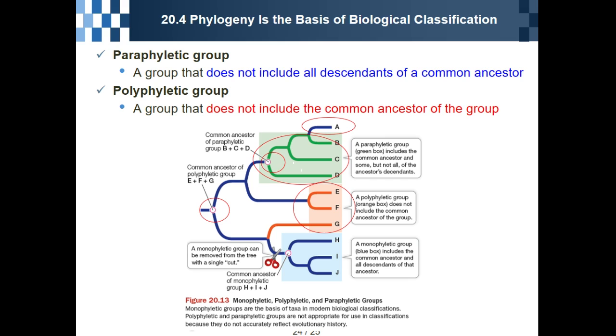Okay, once again, a monophyletic group has the common ancestor, and also includes all descendants. Paraphyletic also includes the common ancestor, but did not include all descendants. This one, they did not include it. A polyphyletic group did not include the common ancestor. This one we call polyphyletic. You have to know.